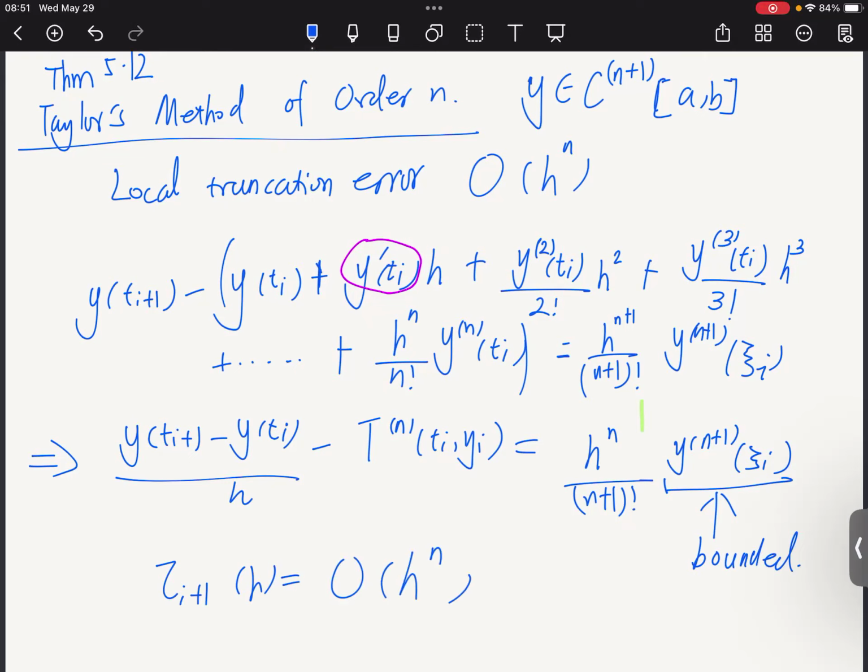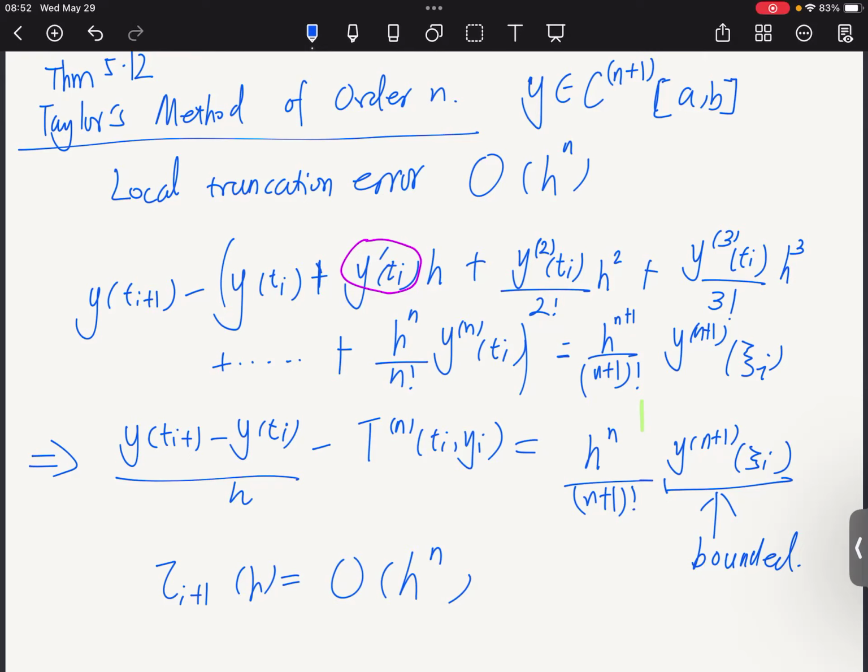If you want to see the detailed proof, you can refer to the textbook. But the idea is that you just make use of the Taylor expansion and then move things around. And then you'll figure out that all the things on the left-hand side divided by h, this is the T^n part.